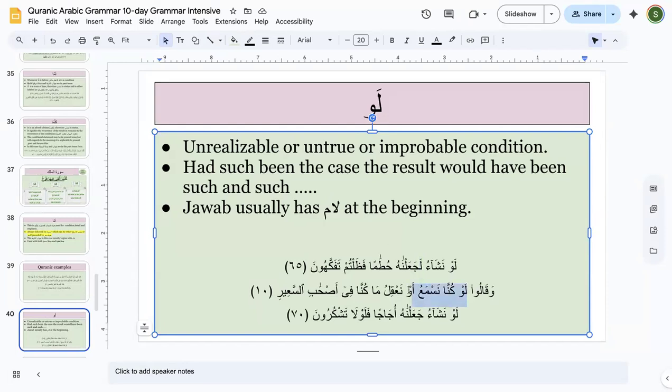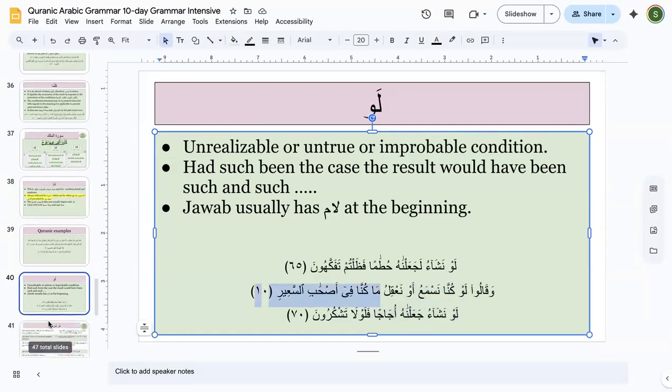It does not always have to have this lam. Sometimes, for example, you have law nasha'u ja'alnahu ujaja. In here, do you see any lam? No, it does not always have to be there, but it can be there. It usually has lam in the beginning. If the jawab is a negative sentence, remember it is not going to start with lam.